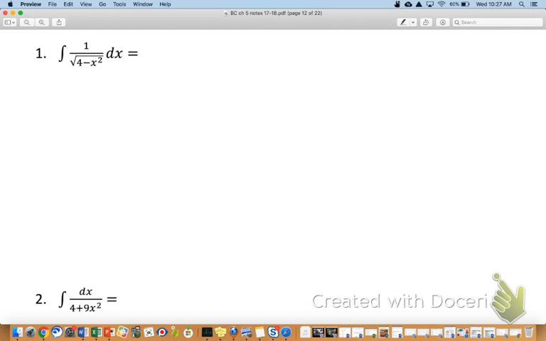So hopefully you arrive at this arc sine thing. You still have to identify what your u is and what your a would have to be. So what do you think the u would be here? It would have to be an x. Therefore, the u prime is 1. What's the a value? 2.